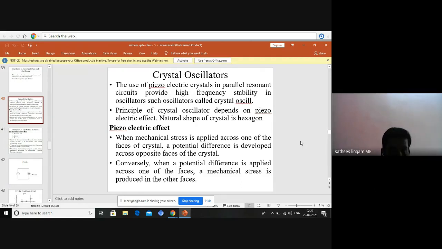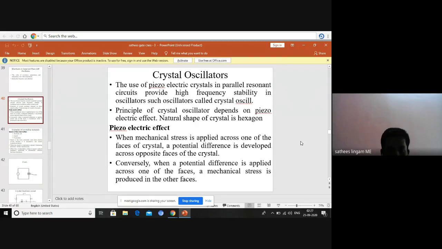Suppose you apply some stress by pressing mechanically with your hand; on the corresponding opposite side, some potential difference gets developed. We can connect that to our external circuitry, like footstep electricity generation, where AC supply and all come under this category.